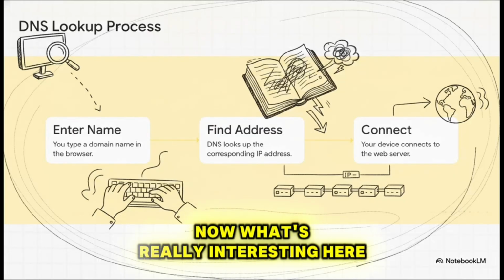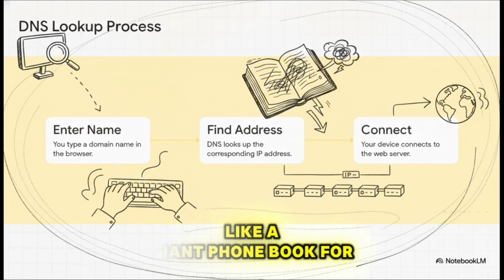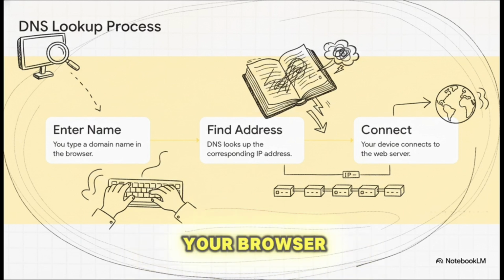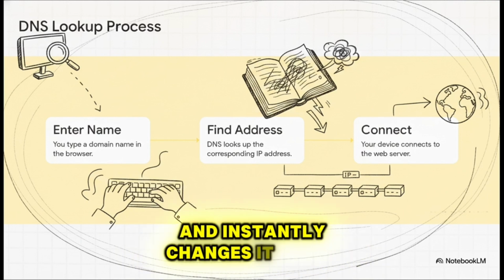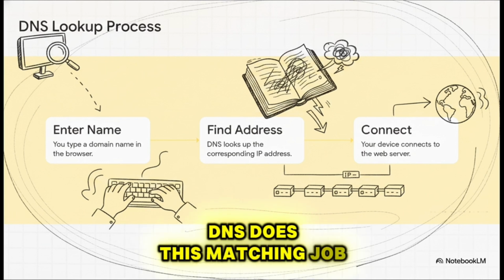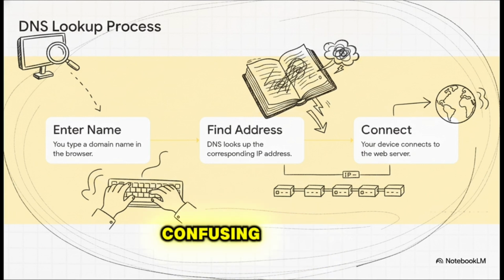Now, what's really interesting here is a helper called DNS. You can think of DNS like a giant phone book for the internet. When you type an easy name like youtube.com into your browser, DNS goes straight to work. It looks up that name and instantly changes it into a long number address. This number is called an IP address. DNS does this matching job so fast, you don't even notice it happening. It makes surfing the web super easy because you don't have to memorize a bunch of long, confusing numbers.